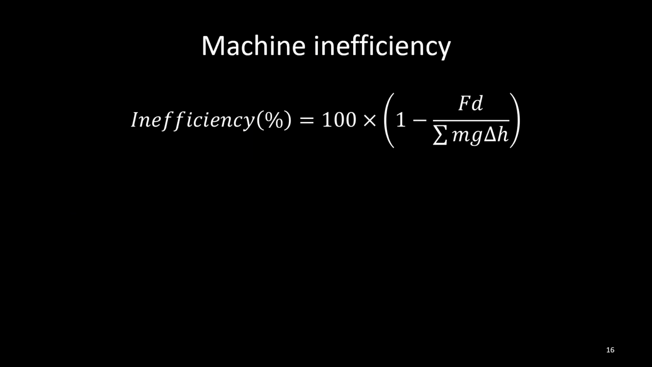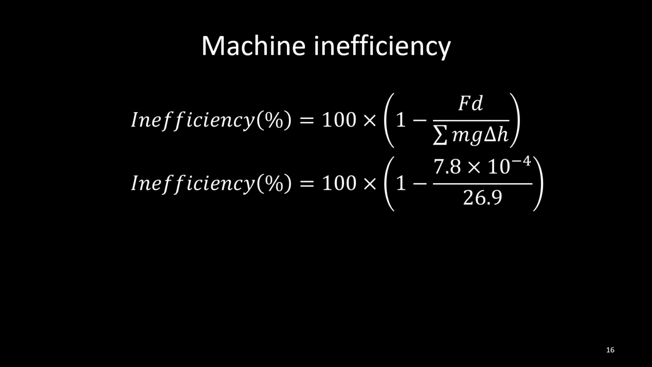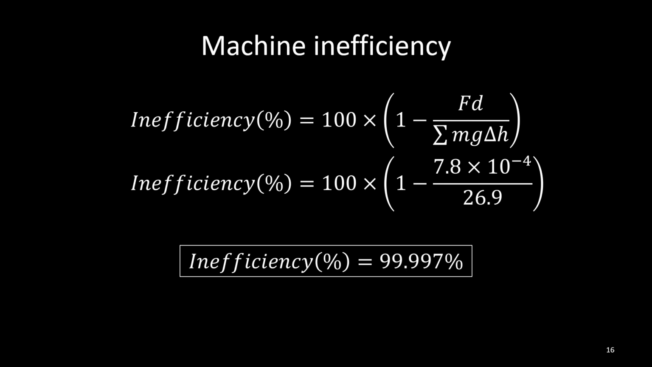So to actually calculate the inefficiency, we've got our formula from before, and we can plug in the numbers we now have. The work done was 7.8 times 10 to the minus 4 joules, and the actual energy expended was 26.9 joules. That gives the machine an inefficiency of 99.997%, which is quite inefficient. But the problem does ask us to maximize this.